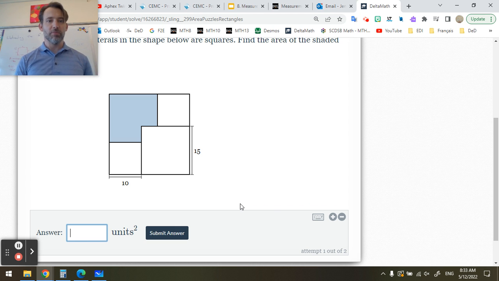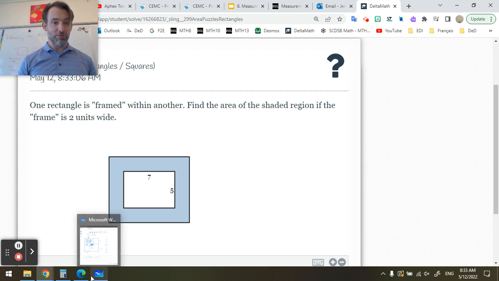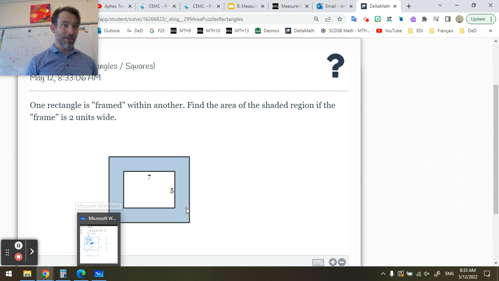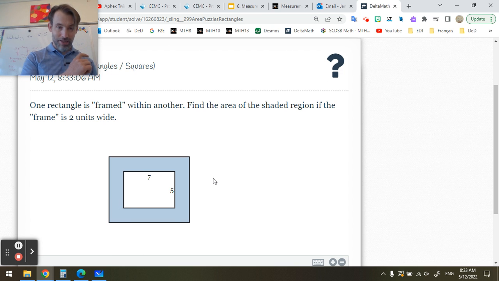Okay, so a rectangle is framed within another. So if the frame is 2 units wide, what's the area of the frame? What's the area of the shaded region? Okay, so there's a few ways to approach this problem. I could divide that frame up into 4 rectangles and calculate the area of each rectangle. And doing that quickly in my head, the answer here is 36 plus 28, which is 64, I believe. But let's take a look at another way to do this problem.